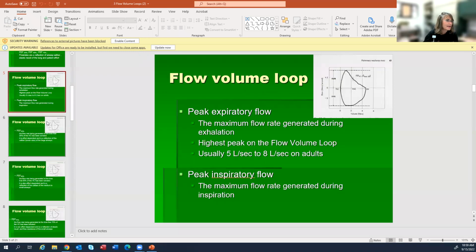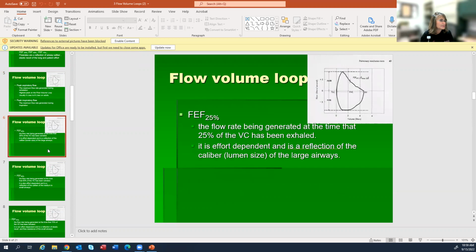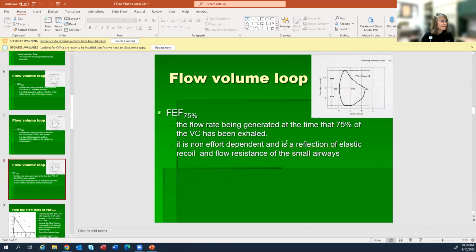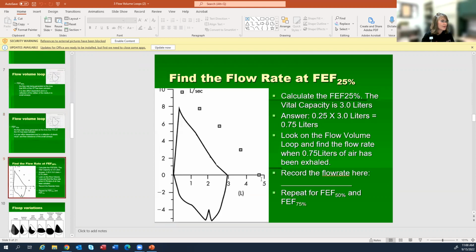Somewhere on here, we had to calculate something. We had to calculate flows at different points. So FEF 25, 50, and 75. All right, here's our calculation. So you'll be asked on the exam to figure out your forced expiratory flows at different volumes being exhaled.